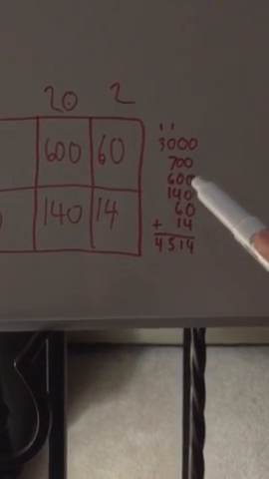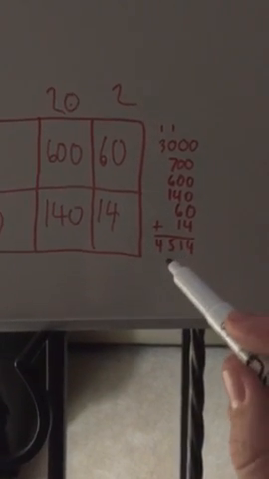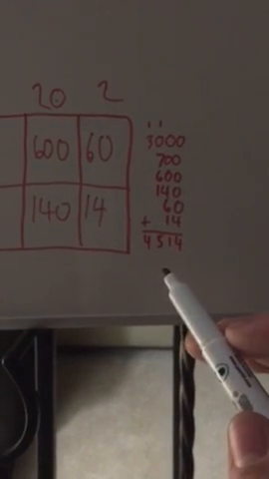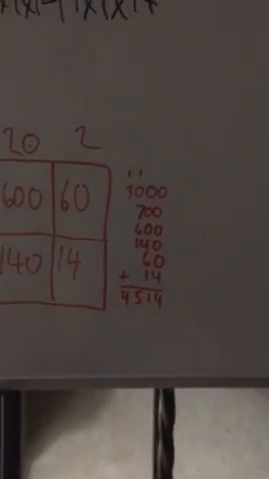Now we take all those, put them together, and as you can see, I've already done the addition here from all the products, and our sum is 4,514. Just like it was up in the line multiplication, it works just like it does down here. And that's another great method.